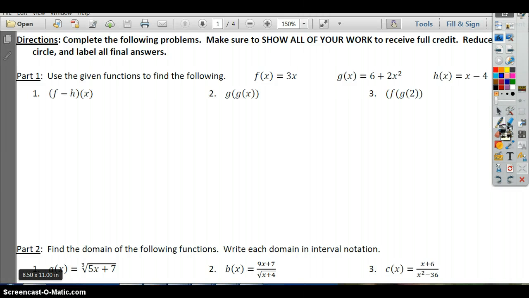Okay, ladies and gentlemen, welcome back. If you made it this far, it means you survived Chapter 7 for the most part, going up to the Chapter 7 test. So this is your review. I'm going to walk you through some of this. Some of it might look a little foreign, okay?